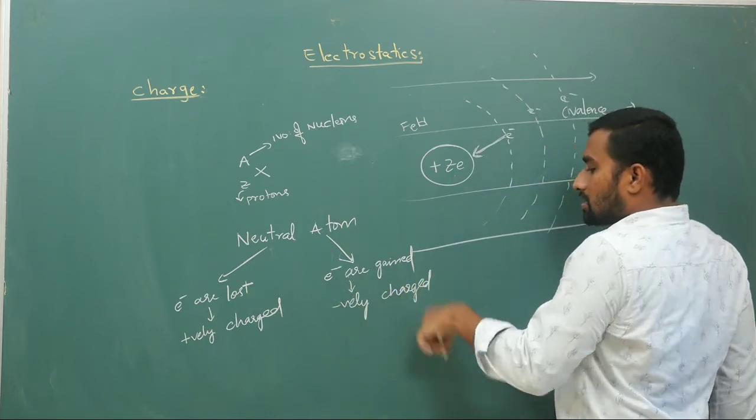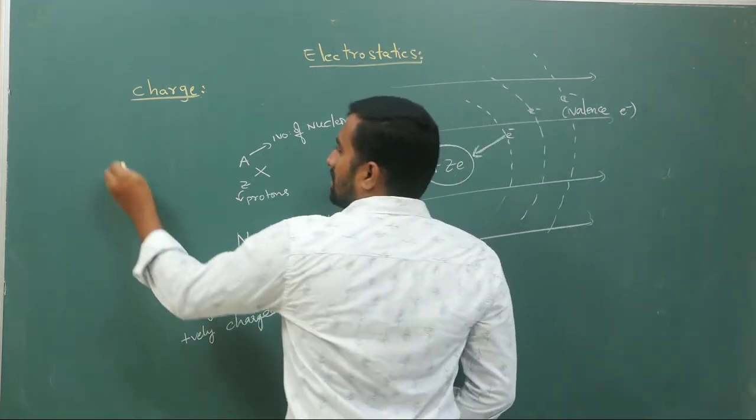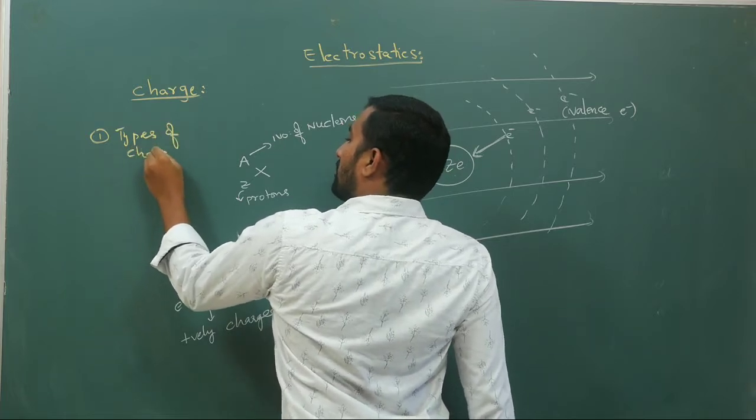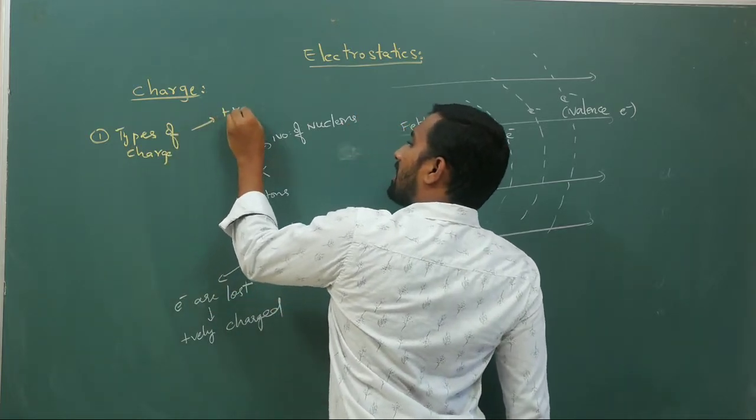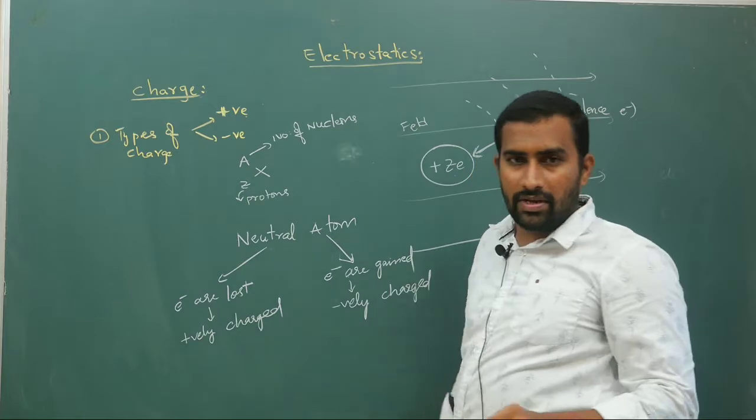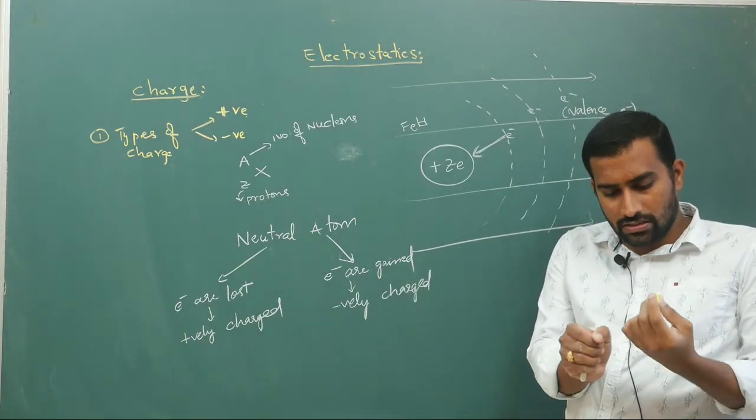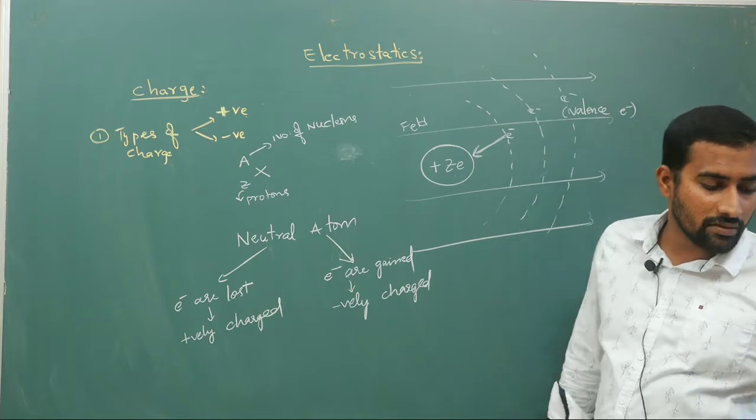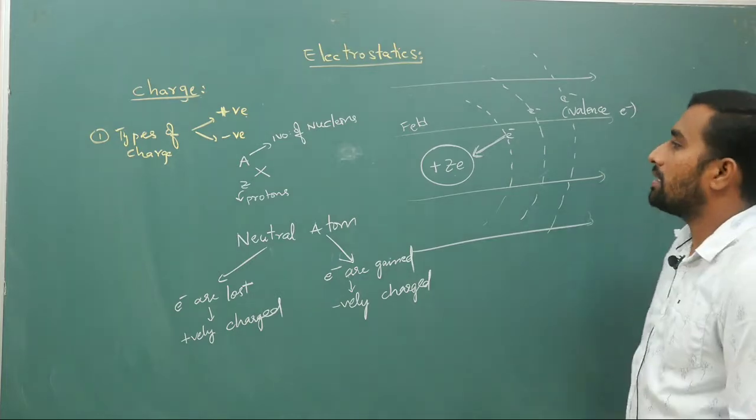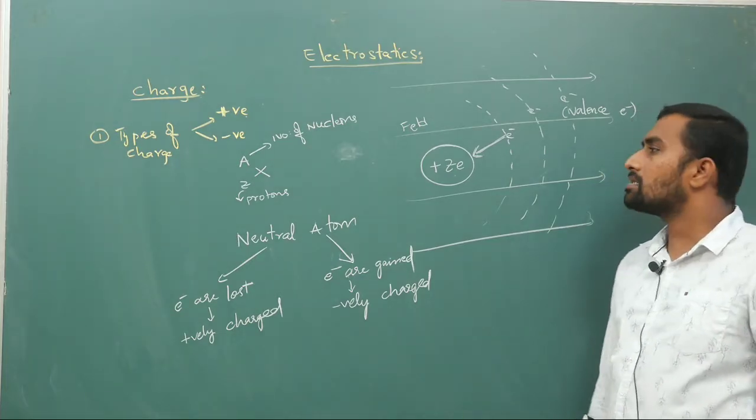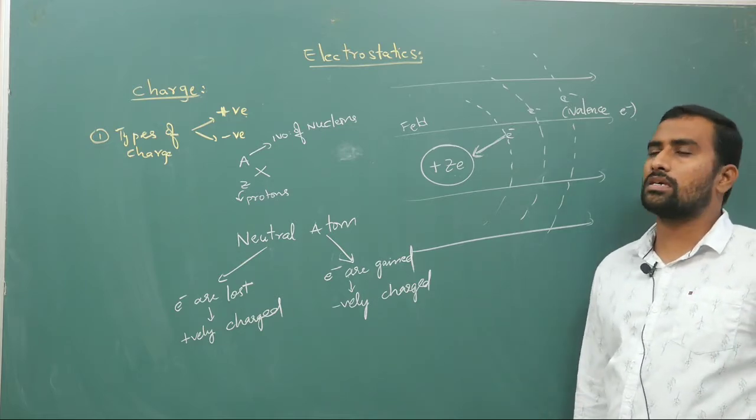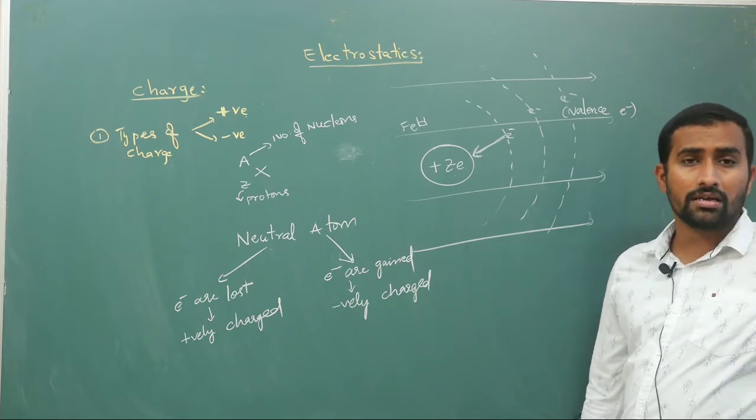So my first property of charge is the types of charge, that is, positive and negative charge. Just as you have two genders, male and female, even in charges you will have positive and negative. Don't think there is some third type of charge. There are only two types of charges, one positive and the other negative. Positive charge means the body loses electrons, and negative charge means the body gains electrons.